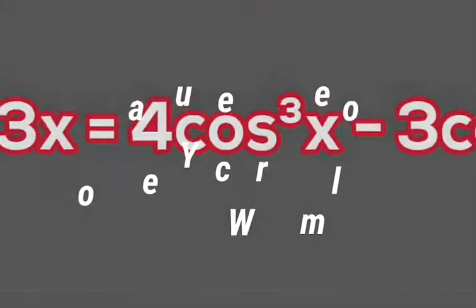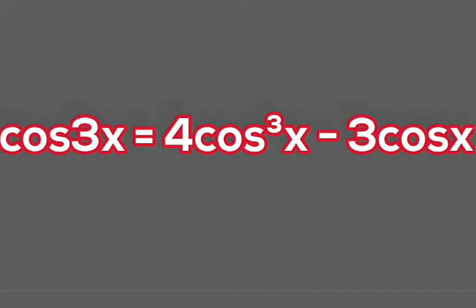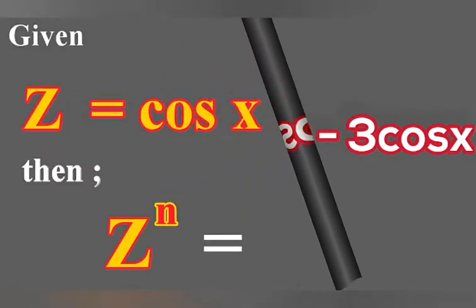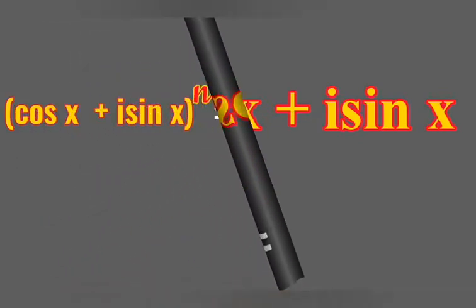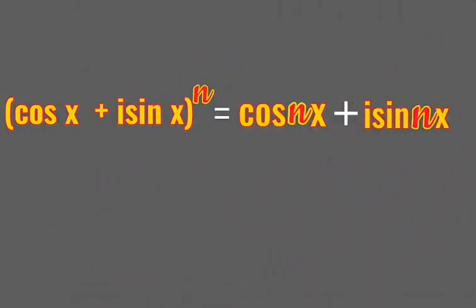In this video, we are going to prove that cosine 3x is equal to 4 cosine cube x minus 3 cosine x. We are going to prove this using De Moivre's rule. De Moivre's rule states that if you're given a complex number z in its polar form, then z to the power n, which is cosine x plus i sine x to the power n, will be equivalent to cosine n times the angle x plus i sine n times the angle x.